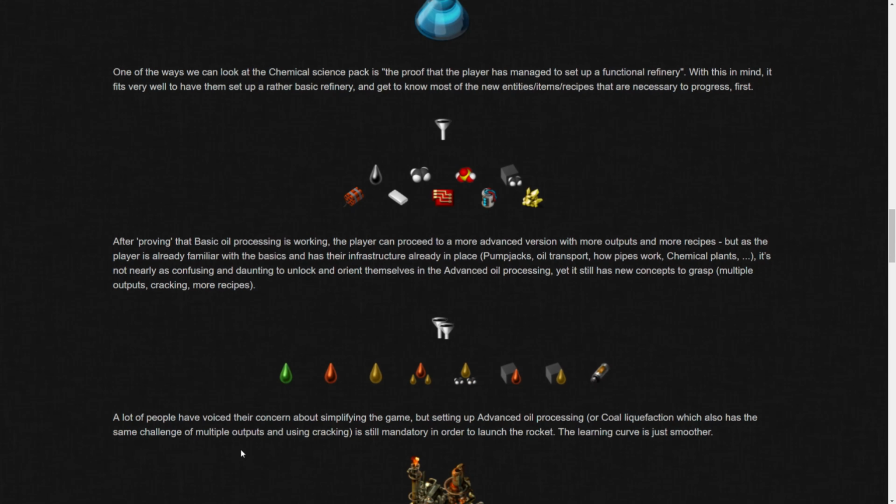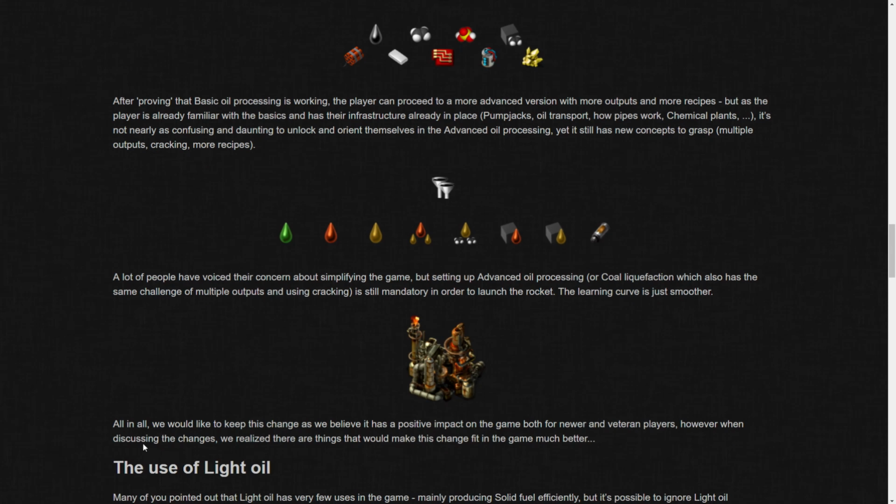A lot of people voice their concerns about simplifying the game, but setting up advanced oil processing or coal liquefaction, which also has the same challenge of multiple outputs and using cracking, is still mandatory in order to launch the rocket. The learning curve is just smoother. All in all, they'd like to keep this change as we believe it has a positive impact on the game both for newer and veteran players. However, when discussing the change, we realize there are things that would make this change fit in the game much better.